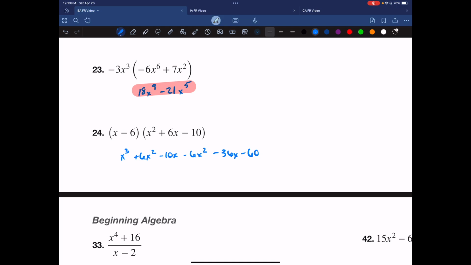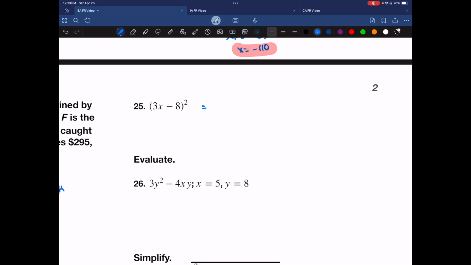Okay, so I got a little bit going on here. And so I got a plus 6x squared and a minus 6x squared, so I can get rid of those. I have like terms in 10x and 36x. So it's going to be x cubed minus 46x minus 60. Negative 6 times negative 10 should be positive 60, so this should be positive 60. Okay.